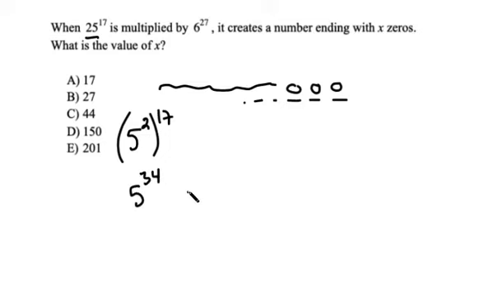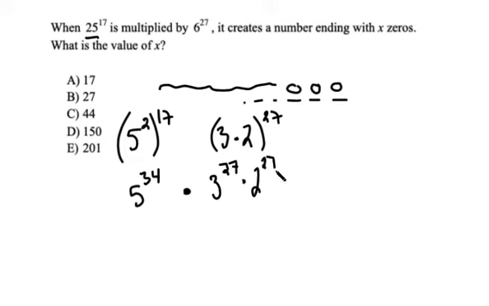Okay, and it's going to be that times whatever we get over here, 6 to the power of 27. Well, let's break 6 up. 6 can be broken up into 3 times 2 to the power of 27, right? 6 is the same as 3 times 2. I'm breaking it down into primes. And then if I use my exponent rules, distribute this in, this becomes 3 to the power of 27 times 2 to the power of 27.